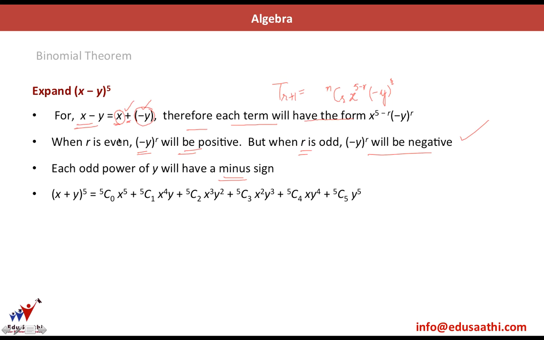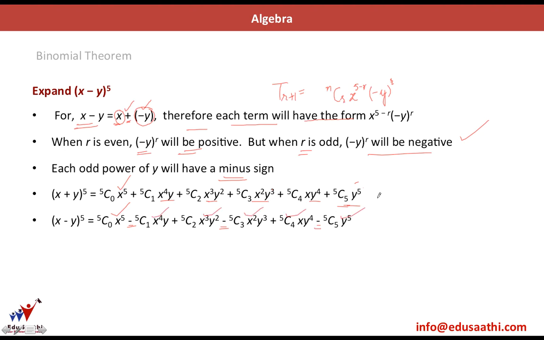Now, next, with x plus y raised to power 5, there will be all plus signs, and this is what the expansion looks like. You start with 5C0, end with 5C5, give all the powers to x first, keep on taking one power off, and give all the powers to y in the end. But when you have x minus y, for all the odd powers of r, you will have a minus sign. This is an odd power, you will have a minus sign. Odd power, minus sign. Odd power, minus sign. Alternately, the terms will be plus, minus, plus, minus, plus and minus.